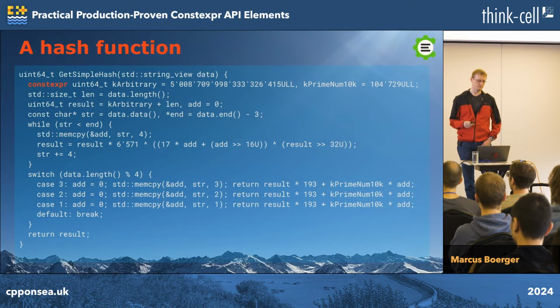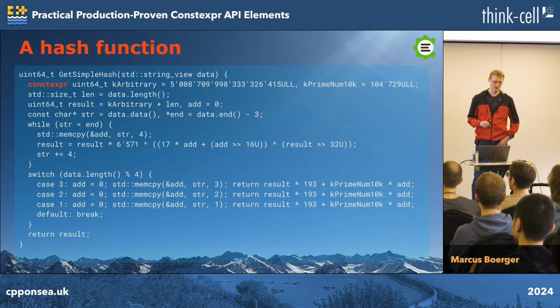All right, here's a hash function. This is a very weird, squished together hash function actually used somewhere in production. And you see it has a bunch of things. You see it has a bunch of memcpys. Why would it have memcpys here? Turns out the memcpys are faster.